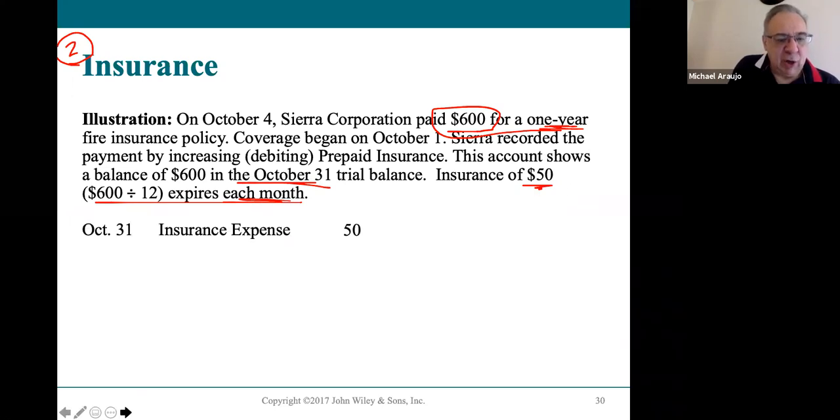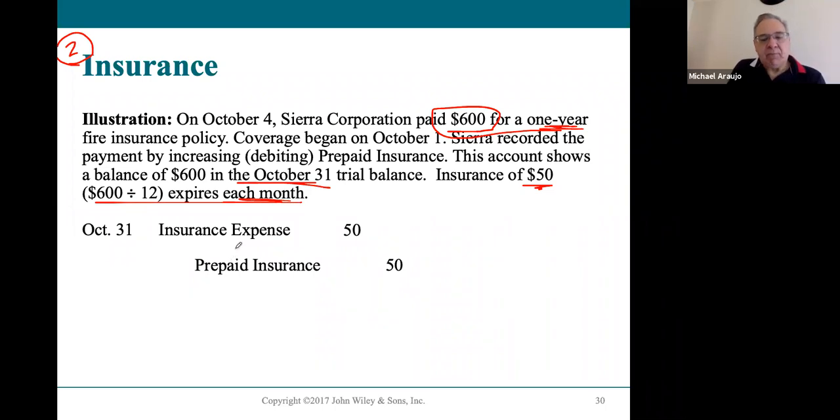Okay. And so the entry would be a debit to insurance expense, showing we've used that. Crediting prepaid insurance simply lowers the amount of prepaid insurance we have left, right? Because when you use it, you just don't have that much value left, right? So it's going to go down by a little bit every single month in this case. And then, of course, that's the journal entry.